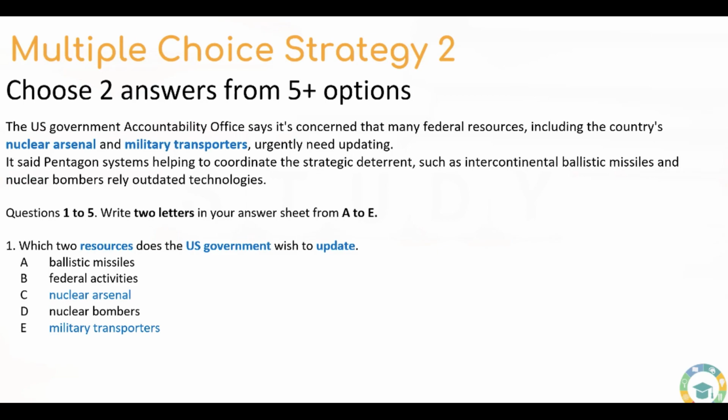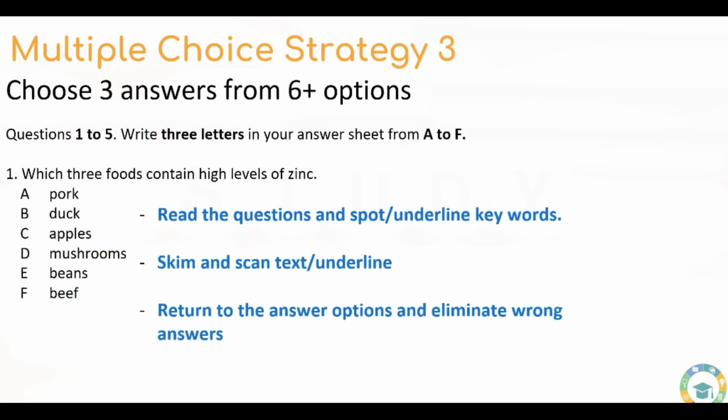Let's take a quick look at multiple choice question type 3, which is choose 3 answers from 6 or more options. I've just got an example of the question, as this is very similar to the other 2 multiple choice types. So, questions 1 to 5, write 3 letters in your answer sheet from A to F. Which 3 foods contain high levels of zinc? So this is just an example of this multiple choice question type. But the strategy remains very much the same.